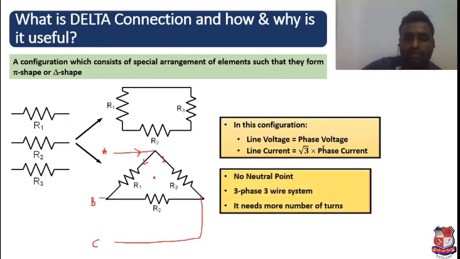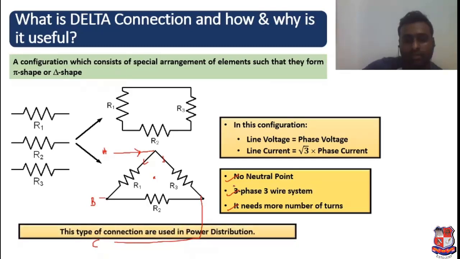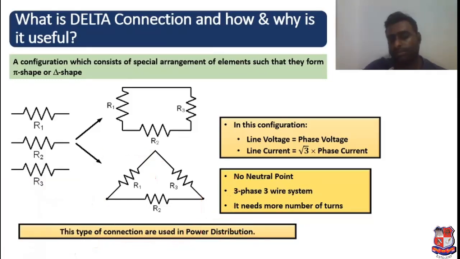Okay. Similarly, there are some more important features: no neutral point available, three phase three wire system, and it needs more number of turns. Okay. Application is that it is used for power distribution. So this is an important point that the application of delta connection is on the distribution side, whereas the application of star connection is on the transmission side.